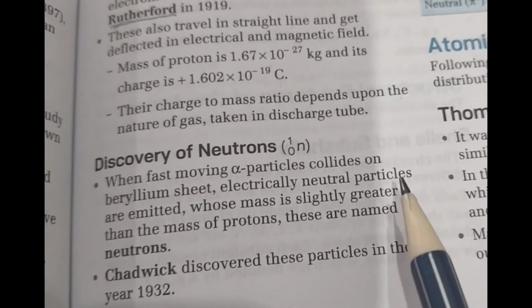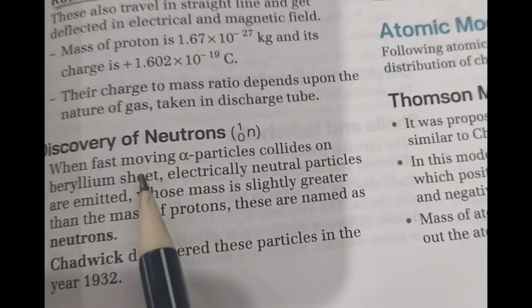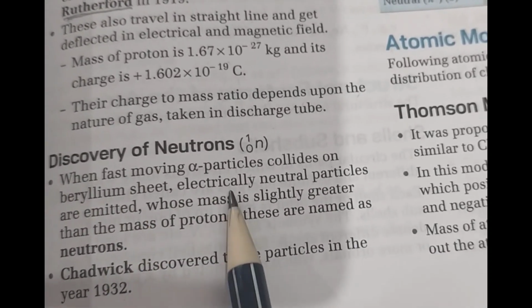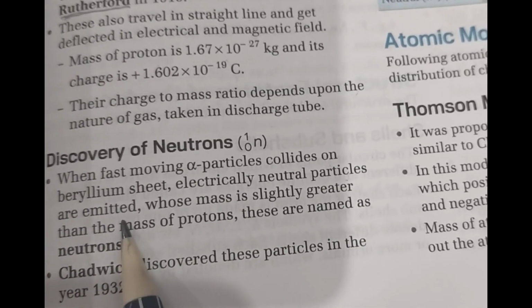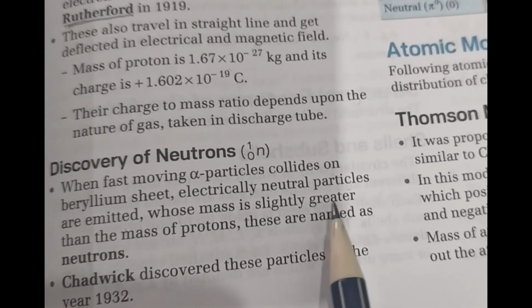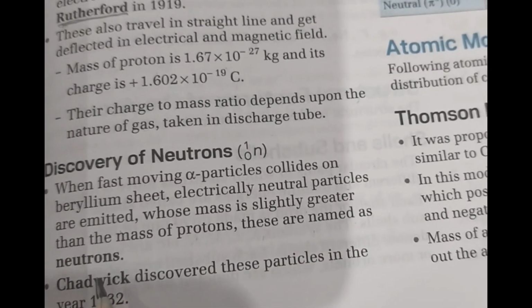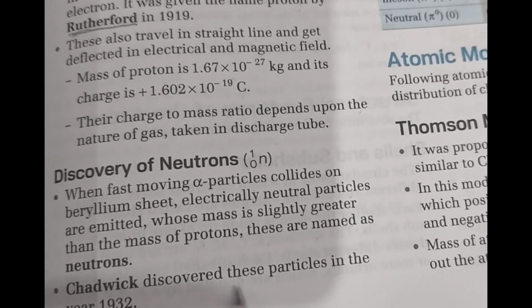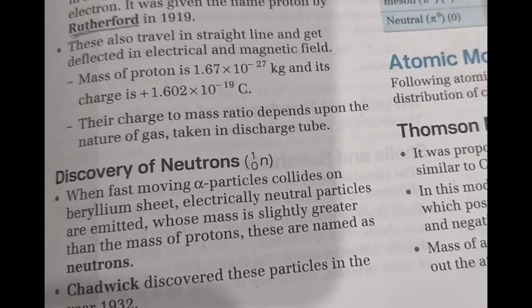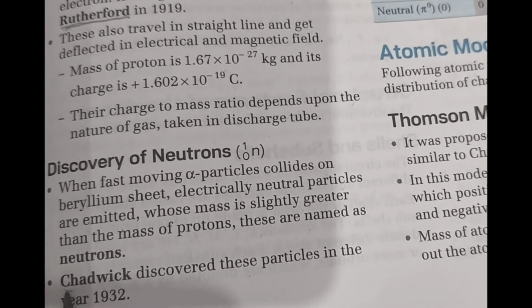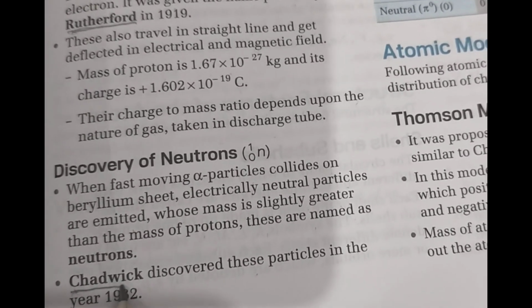Now comes the discovery of neutrons. When fast moving alpha particles collide on a beryllium sheet, electrically neutral particles are emitted whose mass is slightly greater than the mass of protons. These are named neutrons. Chadwick discovered these particles in the year 1932. So the neutrons were discovered by Chadwick.